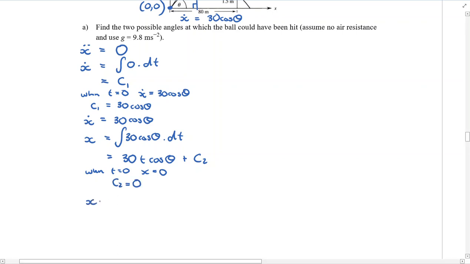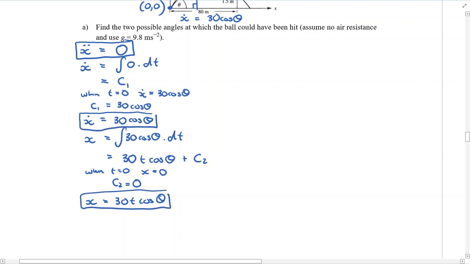So our displacement is 30t cos theta. So there is equation 1, equation 2, and equation 3 for my x equations. Now I need to do the whole thing again in the y direction. So in the y direction, this time my acceleration, I've been told, is 9.8. Because gravity works downwards, we need to put in that acceleration is negative 9.8 meters per second squared. That's my first equation for the y.